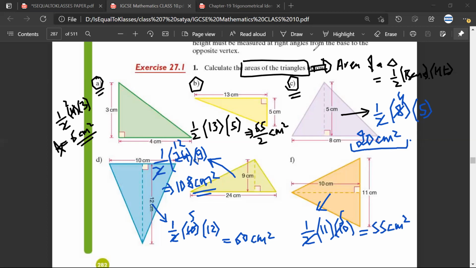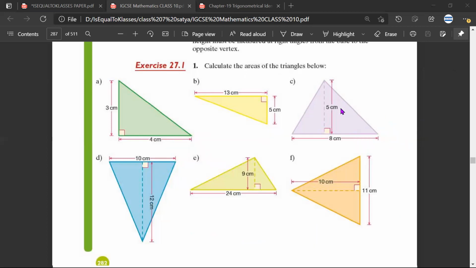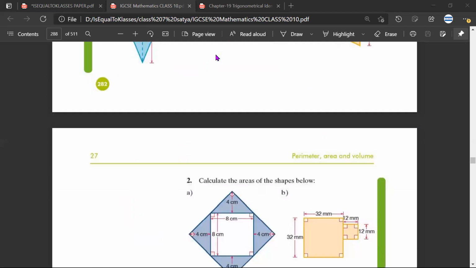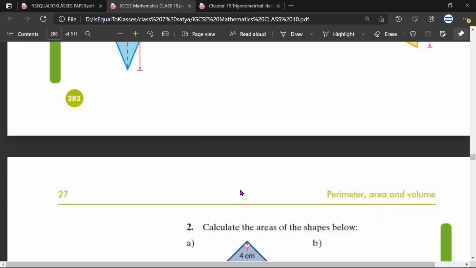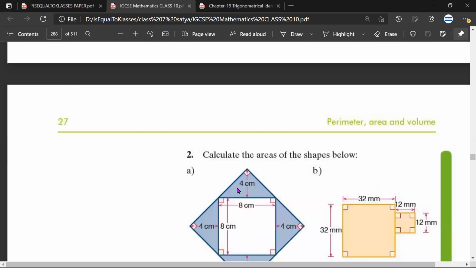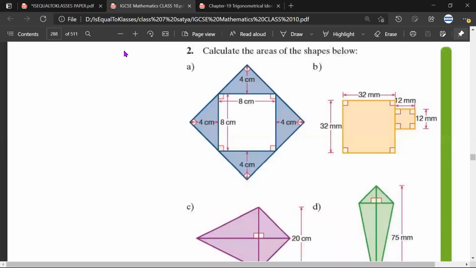Mr. Sarthak, any doubt? No, sir. Okay. Now we have a bit interesting questions. Okay. Sarthak, have you done A part? No, sir. Mr. Satya? Yes, sir. Okay.